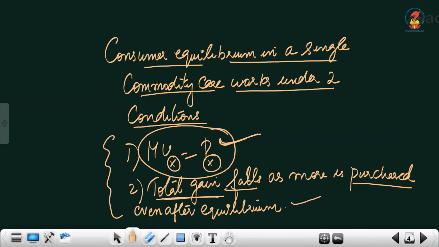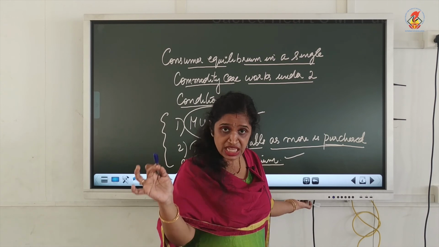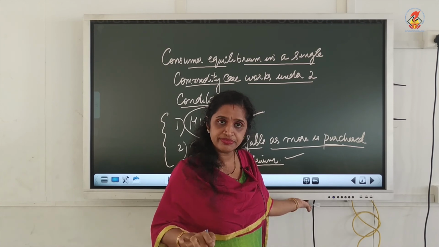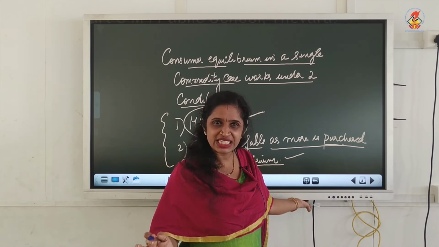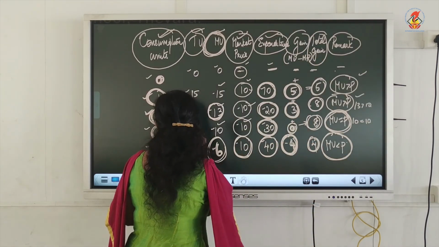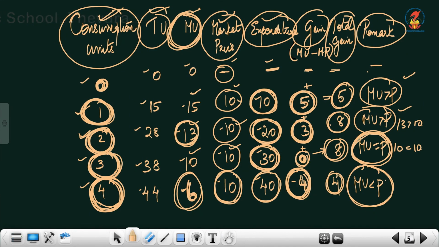Total gain falls as more is purchased even after equilibrium. Even after the consumer has reached an equilibrium stage, if the consumer is again purchasing the commodity, total gain will definitely fall. Let us see whether it is correct or not. Here, when the consumer has consumed the third chapati, he has reached the equilibrium. After that, if he is purchasing the fourth chapati, what happens to total gain? Total gain is falling. Total gain has fallen down to 4.